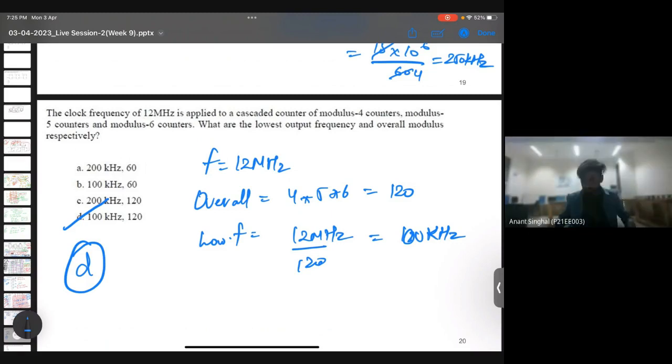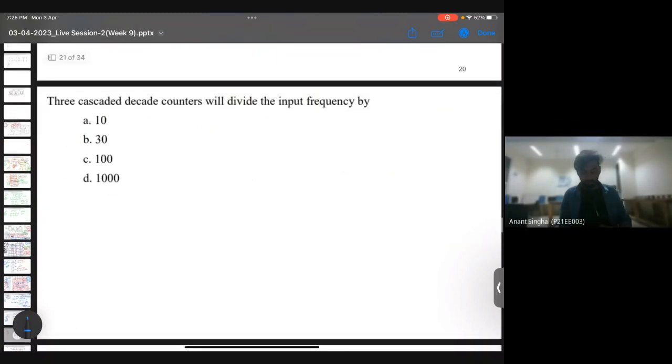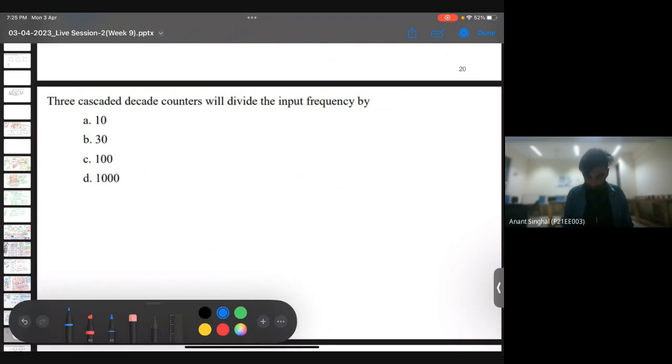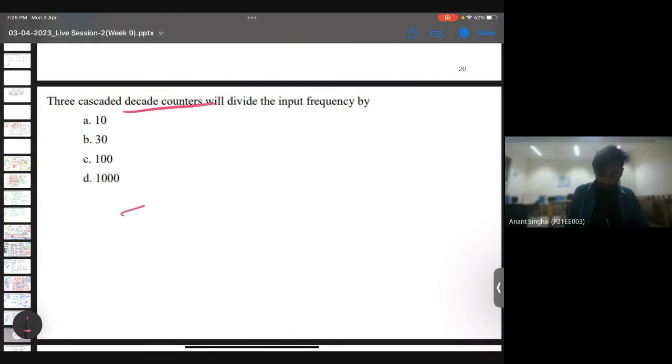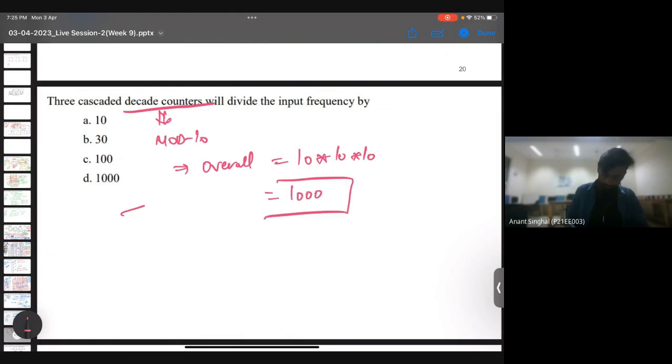Okay, so let's start with the next problem. It says the three cascaded decade counter. You need to be aware that decade counter means nothing but mod 10 counter. We have just learned that for a cascaded counter, the overall modulus is the product, so that will be 10 into 10 into 10. That will be 1000, which is option D. Is it clear?